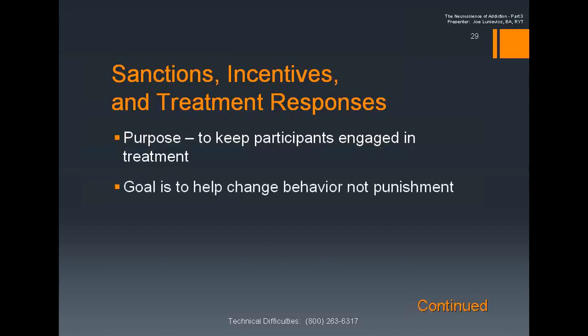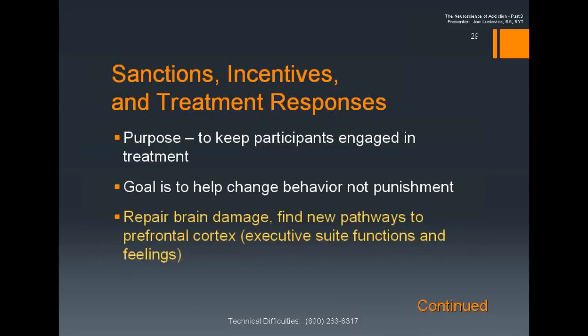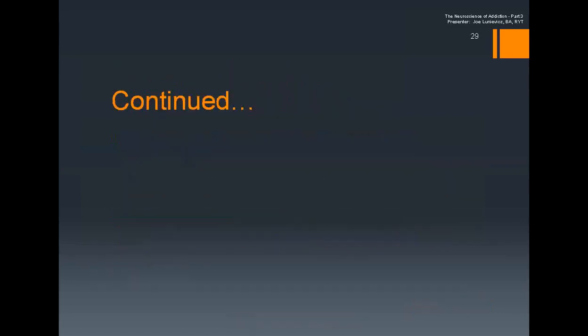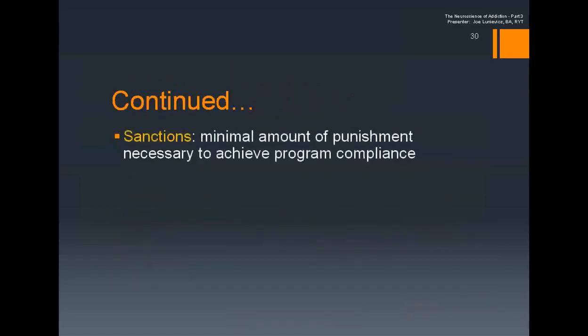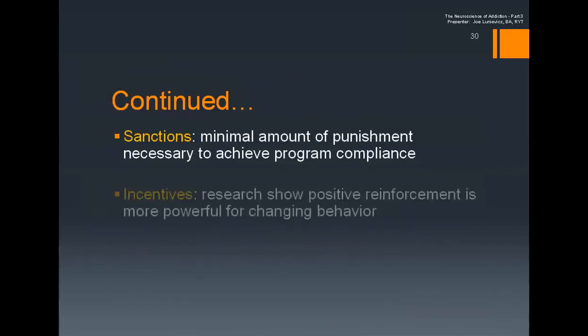We want them to find new pathways in their brain. We want the brain to be repaired. We want them to find new pathways to the prefrontal cortex so that they can function and feel in ways that will be helpful for them to exist in society in lawful ways. We also want the sanctions to be a minimal amount of punishment, just enough to achieve the necessary program compliance. And we want the incentives to be in place because that positive reinforcement is more powerful for changing behavior.